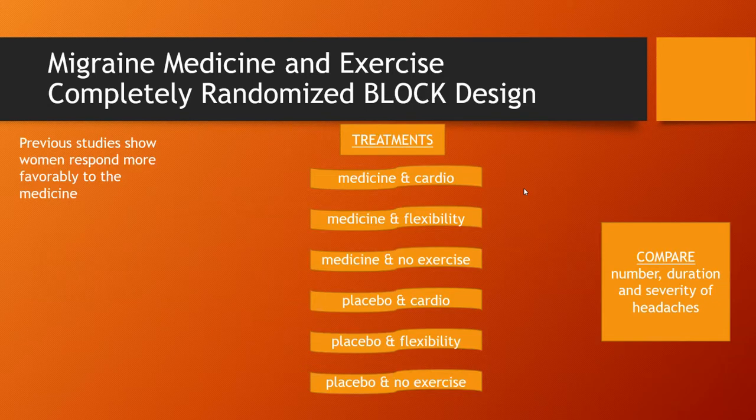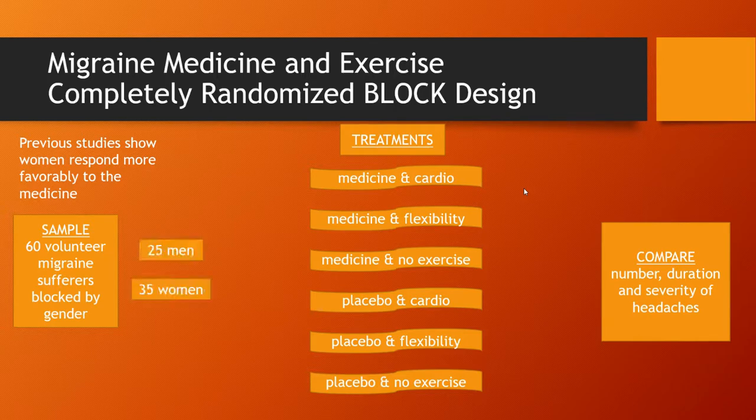Okay, all right. Let's take this experiment one step further. Let's say there was a previous study that showed that women respond more favorably to the medicine. So what we want to do is take our 60 volunteer migraine sufferers and block by gender. Now, blocking is just like stratifying. For stratifying, you break up your population into groups and then grab a few from each group. But in blocking, you take your sample that you already have, our 60 volunteers, and you break them up into groups by gender. So we're going to have 25 men and 35 women.